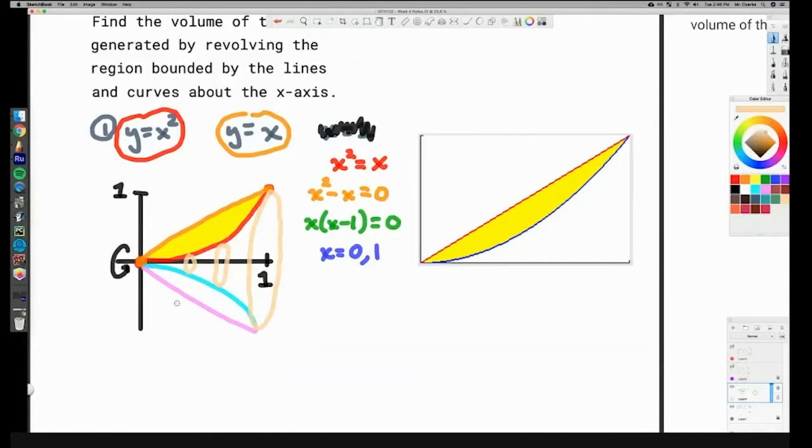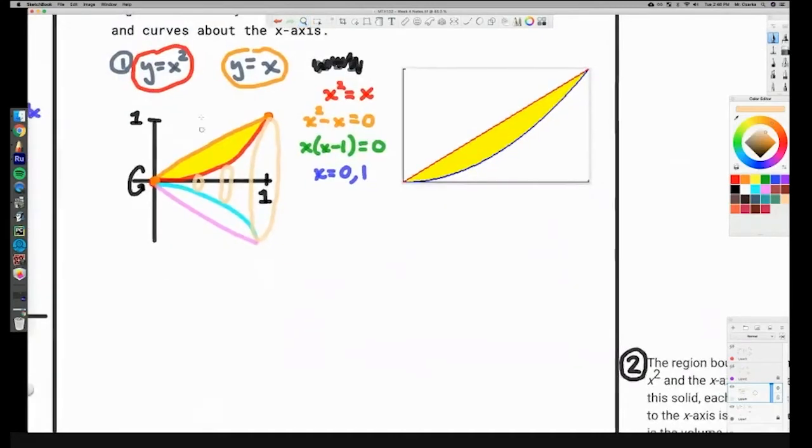Oh, we should have done this around the y-axis too. I didn't write it down. But it forms like a weird, it's just a bowl on top of a bowl, I guess. No, it's a bowl that has a weird cone cut out of it. It doesn't matter. I'm just talking to myself here.